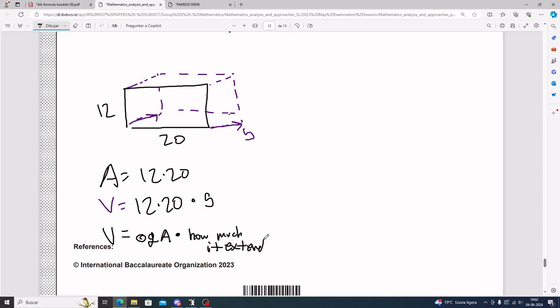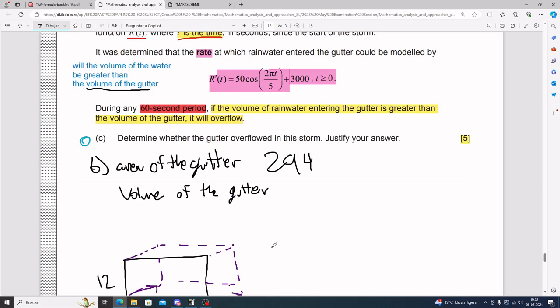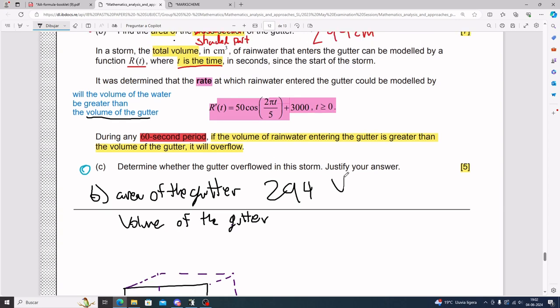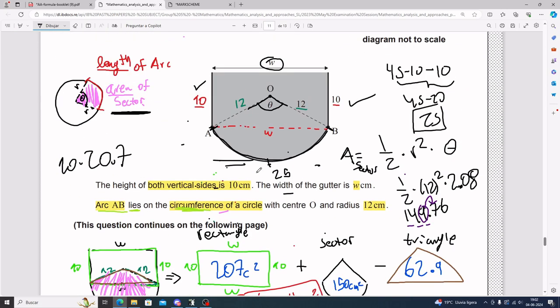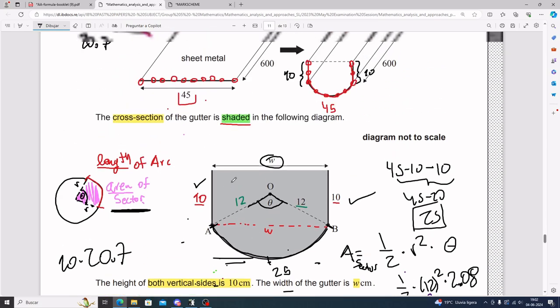And so really keeping this in mind is huge because you have the original area. Now you just need to see by how much it extends, right? And so for the volume of gutter, it's going to be the 294 times by how much it extends. And way back earlier, well, by how much does it extend? See? So go ahead, review everything, read what you have.